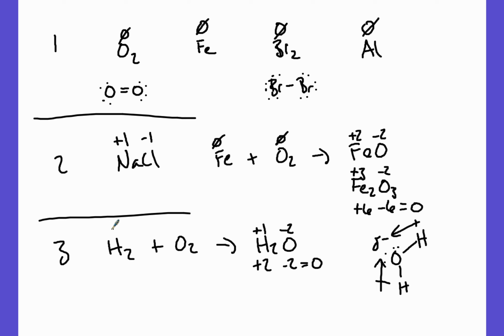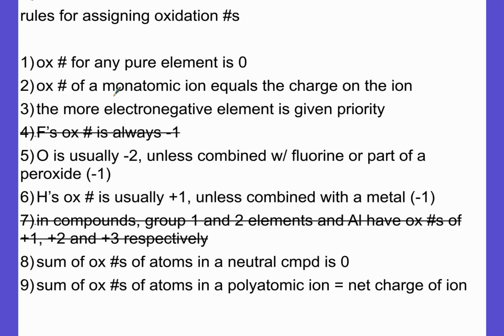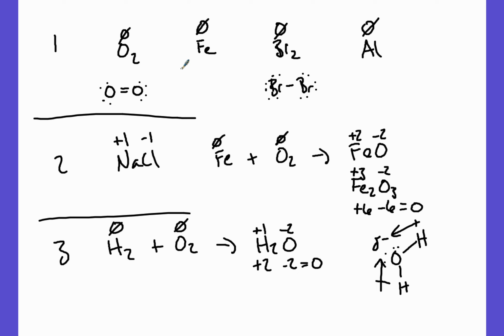Otherwise, the hydrogen and oxygen, when they're on their own, are both zeros again. Anything in its elemental form, always 0. So those are our first 3 rules. Our next rule just throws in fluorines, number 4 there, and I crossed that out for a reason, because if I was to take fluorine and put it in any compound, it's more electronegative than any other element.